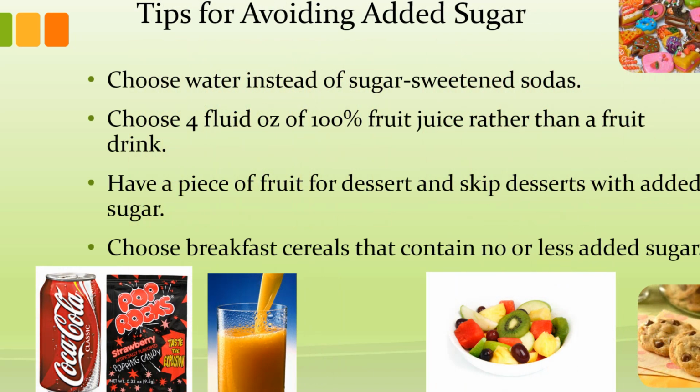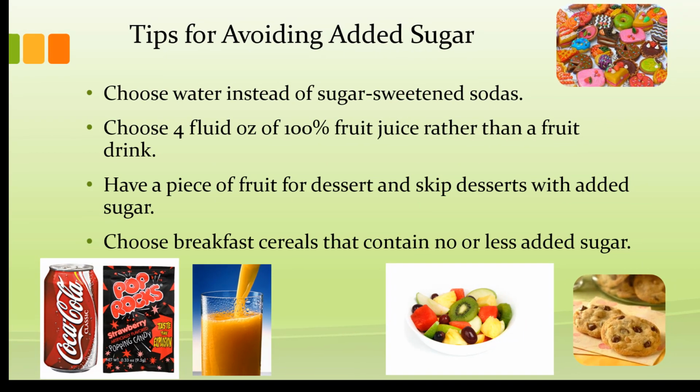So here are tips for avoiding added sugar: choose water instead of sugar-sweetened sodas. Choose 4 fluid ounces of 100% fruit juice rather than fruit drink. Have a piece of fruit for dessert and skip desserts with added sugar. Choose breakfast cereals that contain no or less added sugar.